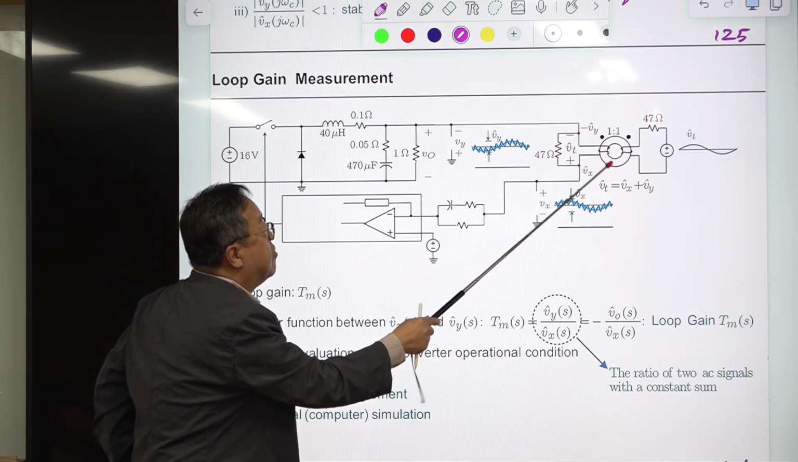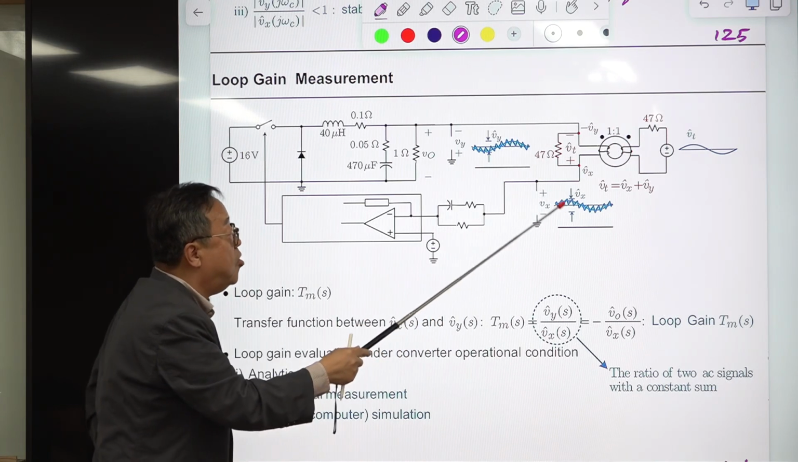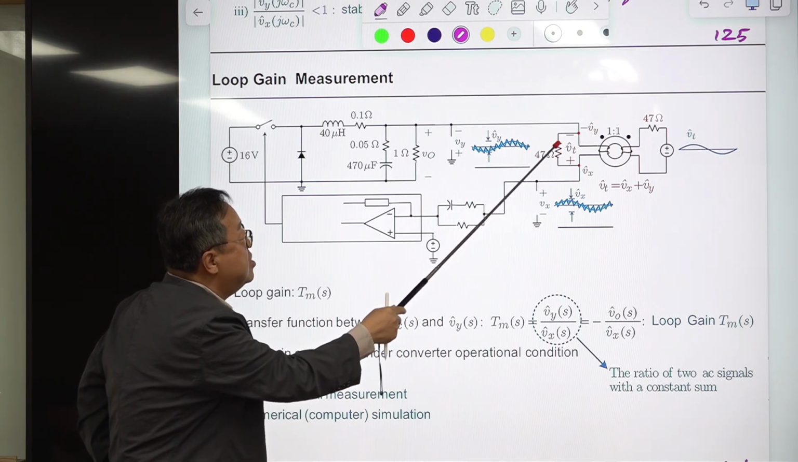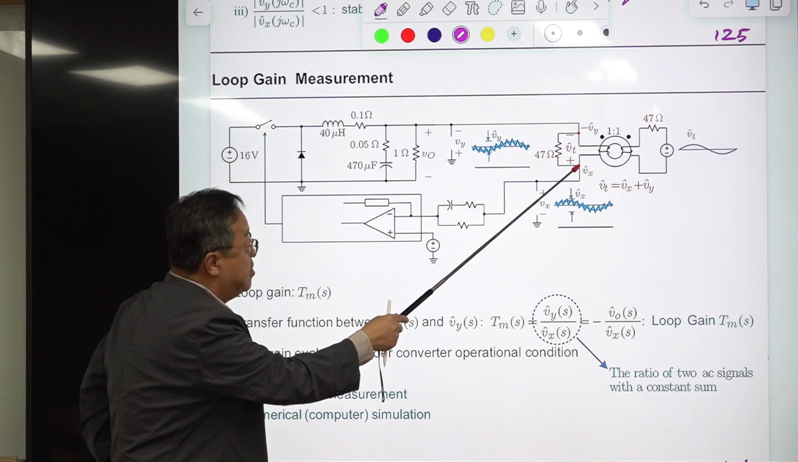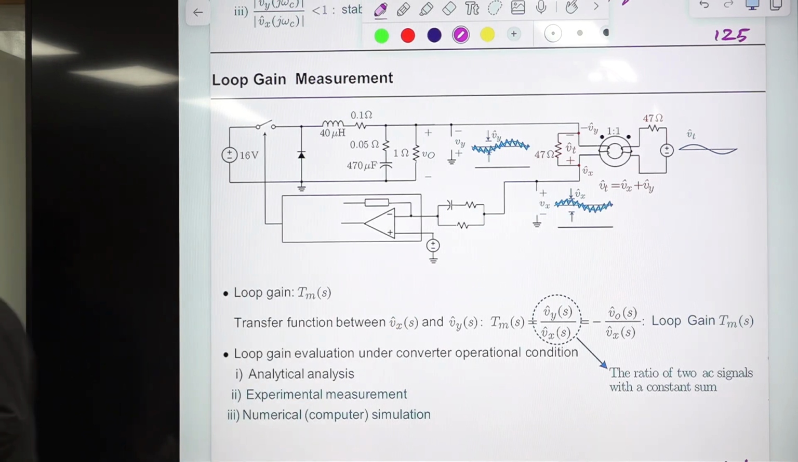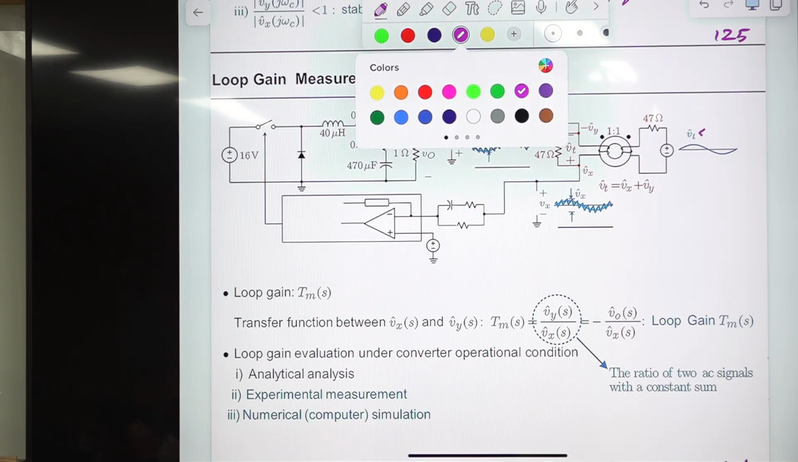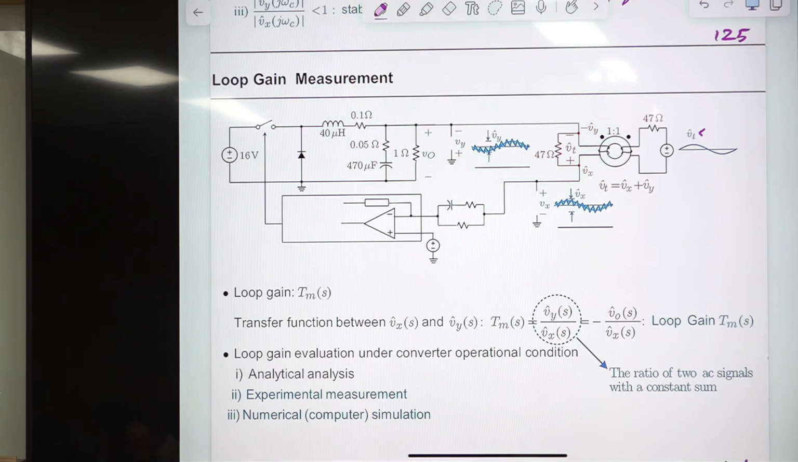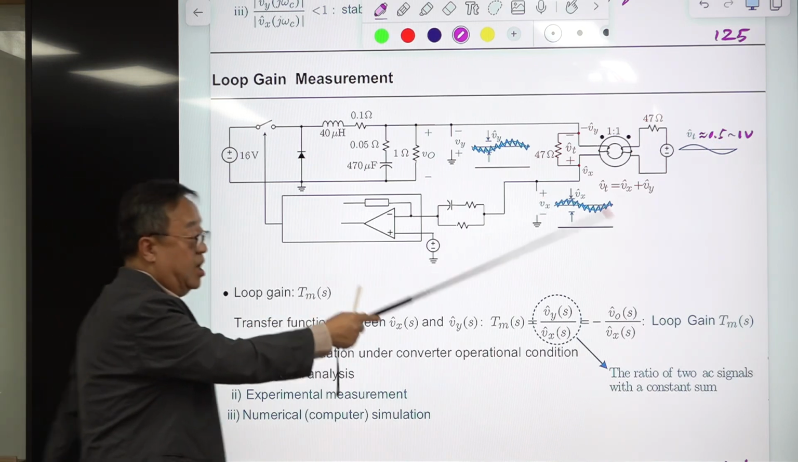Okay, there is a one-to-one practical transformer, and I added this. This is required. I'll explain that later. And this VT is not 0. It's something similar to 1, or less, something like that. It depends on the situation, but typically this value is between 0.5 and 1 volt.